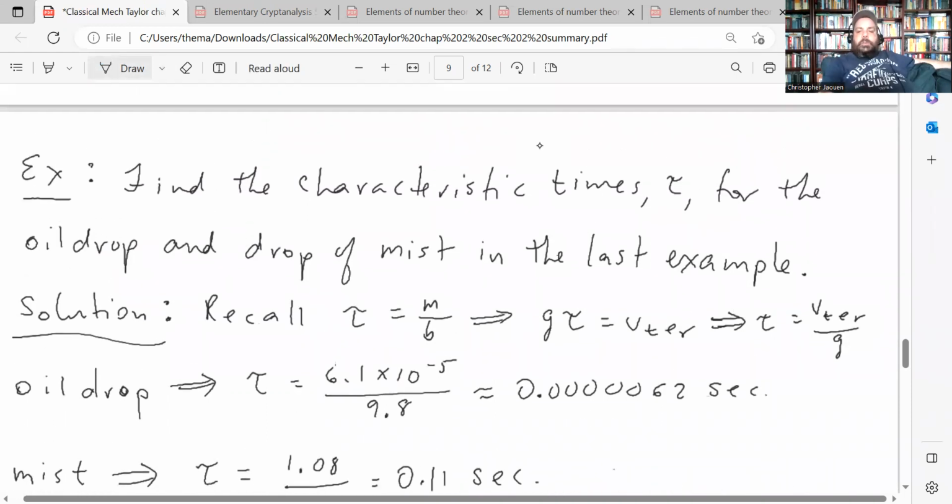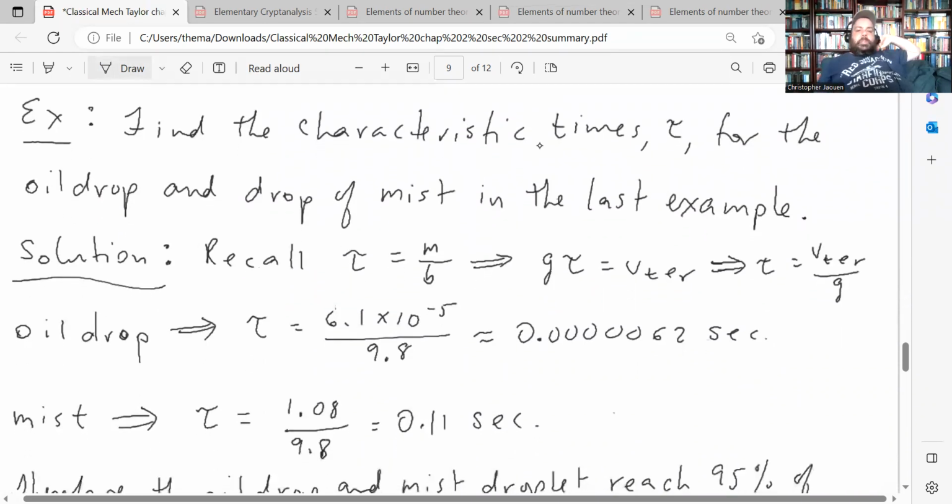Okay, so find the characteristic times tau for the oil drop and drop of mist in the last example. Recall that tau is m over b, so g tau is the terminal velocity, which implies that tau is v terminal over g. Just using that, because we already figured out the terminal velocity, and using 9.8 meters per second squared for g, tau for the oil drop is 6.1 times 10 to the minus 5 over 9.8, or approximately 0.000062 seconds.